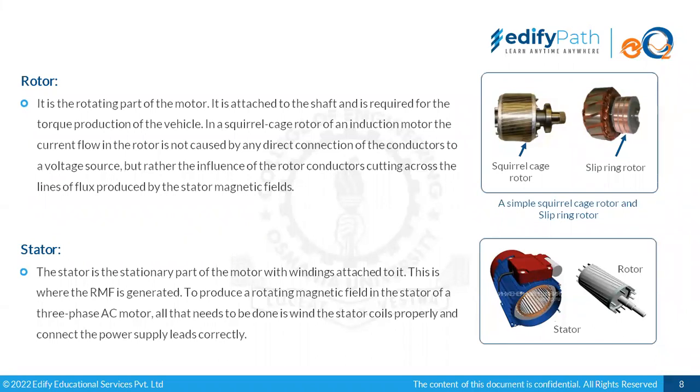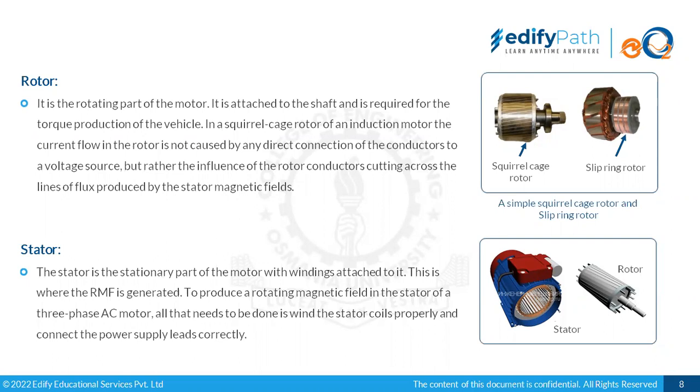The rotor is a rotating part attached to the shaft and is required for the torque production of the vehicle. In a squirrel cage rotor of an induction motor, the current flow in the rotor is not caused by any direct connection to a voltage source, but rather by the rotor conductors cutting across the lines of flux produced by the stator magnetic field.